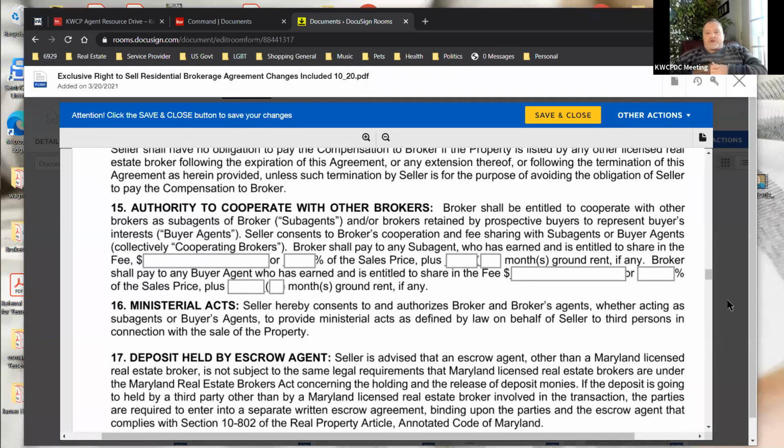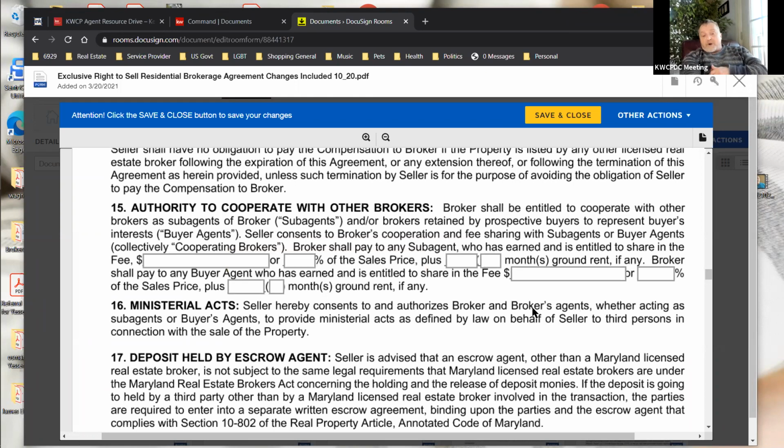All right. Authority to cooperate with other brokers. Brokers shall be entitled to cooperate with other brokers as subagents of the broker and or brokers retained by the prospective buyers or represent buyers' interests. Seller consents to broker cooperation and a fee with subagents or buyer's agents, collectively cooperating brokers. Broker shall pay to any subagent who has earned and is entitled to share in the fee of blank of the sale price, and then broker shall pay to any buyer agent who has earned and is entitled to share in the fee of blank percent.